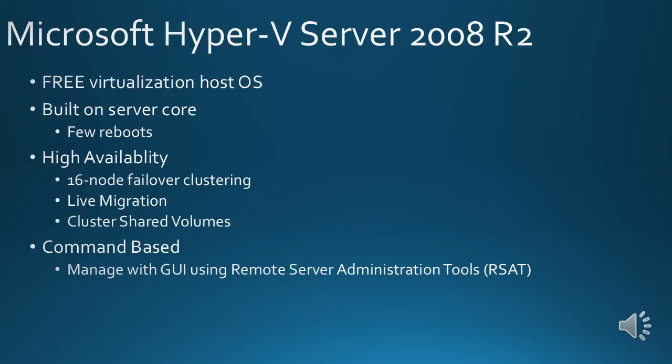Hyper-V Server also comes with a wealth of high availability features. It supports 16 node failover clustering, live migration, and cluster shared volumes. So you still are able to use the Hyper-V Server as a core piece of your clustered fabric and your private cloud foundation.